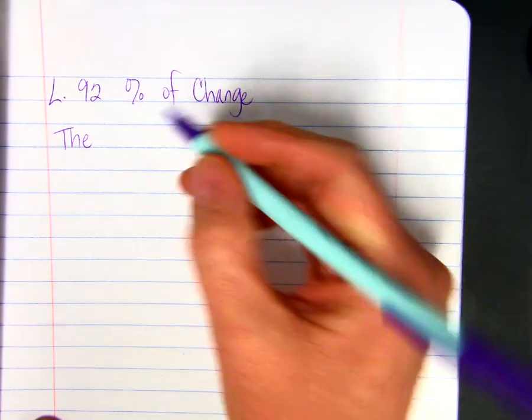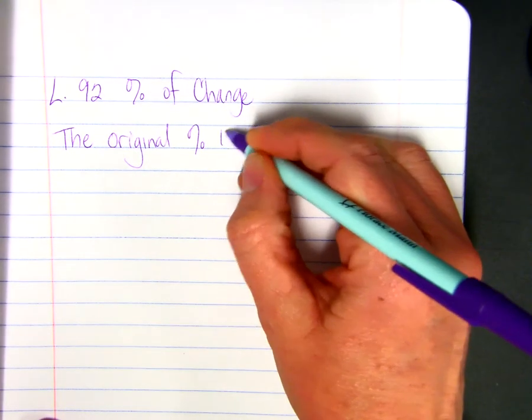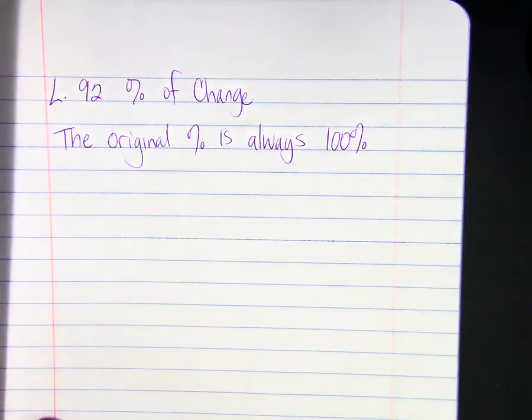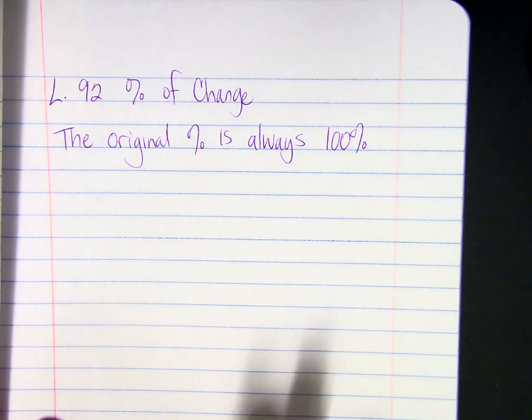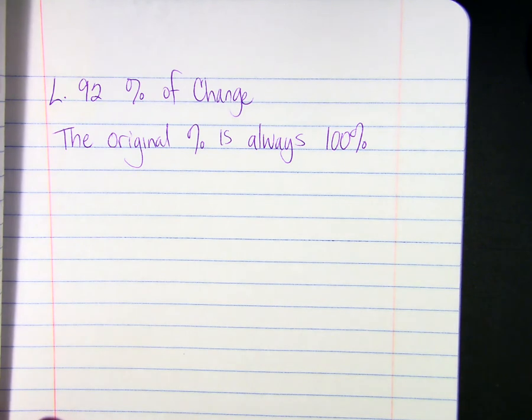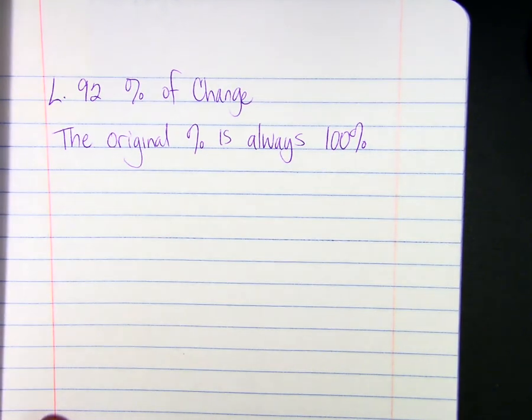In this one, the original percent is always 100%. So if you think about it, if you wanted to buy a clothing item, the original price would be 100%. Then if you took off 25%, you would subtract that, and then you'd have 75% of the original would be what you would pay.